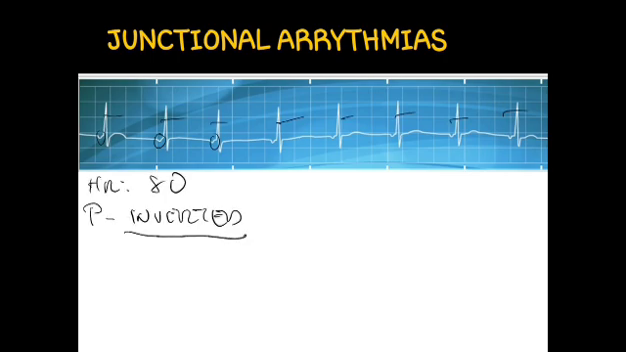An inverted P wave or an absent P wave will automatically mean that it is a junctional rhythm or a junctional arrhythmia. Then we can check for the QRS complex. The QRS complex, as you can see, is normal. And then we can check the T wave. So T waves are present also.